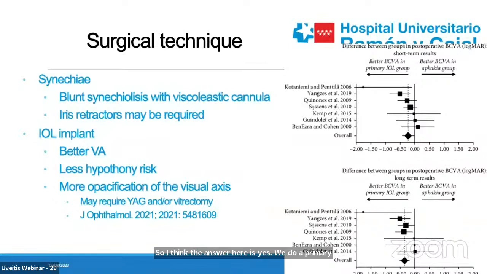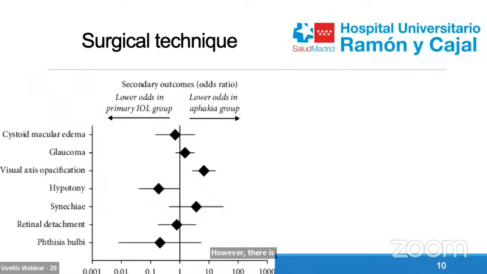There is less hypotony risk when we compartmentalize the eye with the implant. However, there is more opacification of the visual axis. As you see here in the same meta-analysis, the hypotony risk is less for the patients that receive a primary IOL, but the opacification is up to 10 times more frequent in patients that had the implant than those left aphakic. So that's something we need to think about.